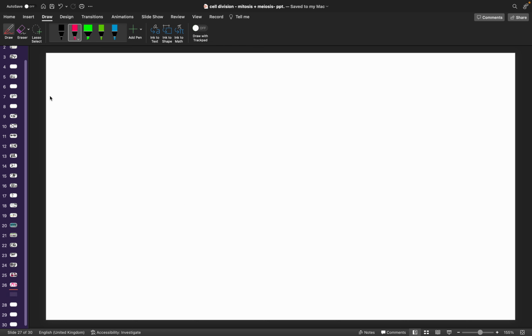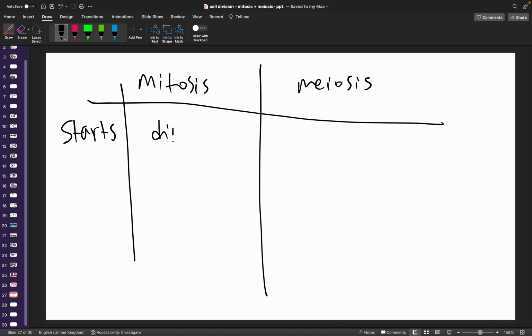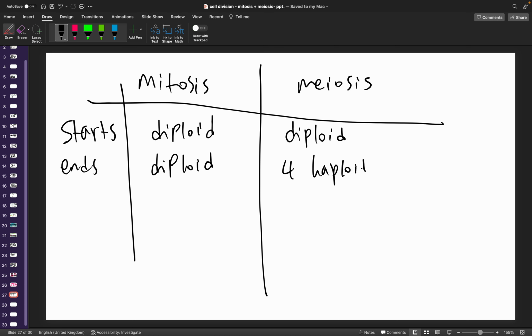Okay, let's just summarize quickly the difference between mitosis and meiosis one last time, just so that it's completely clear and engraved to the back of our heads. Mitosis, it starts with a diploid cell, and that's the same for both mitosis and meiosis. Mitosis ends with 2 identical copies of diploid cells. Meiosis ends with 4 haploid cells, all genetically different, right?